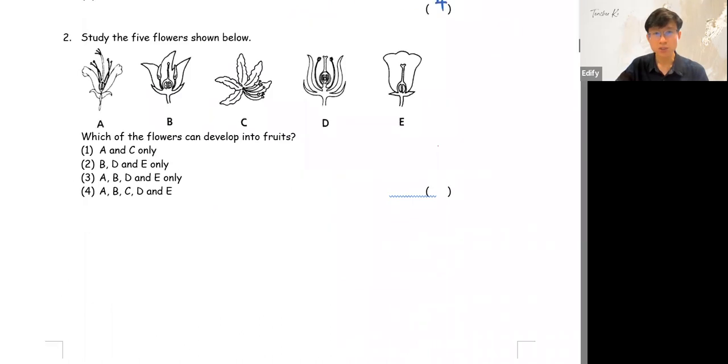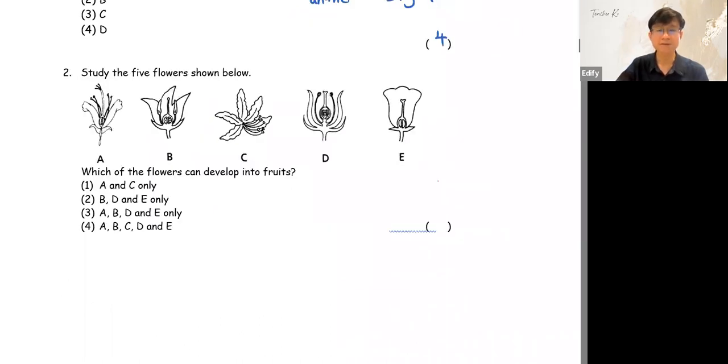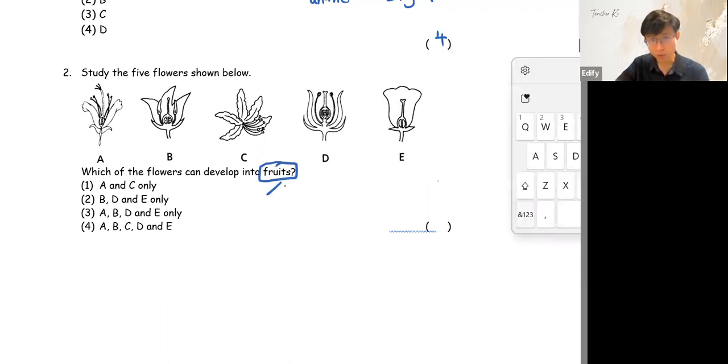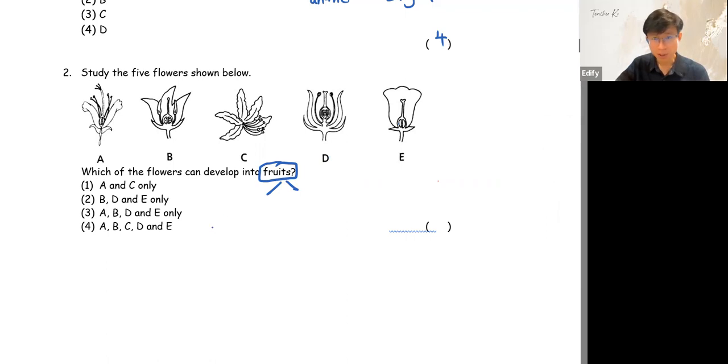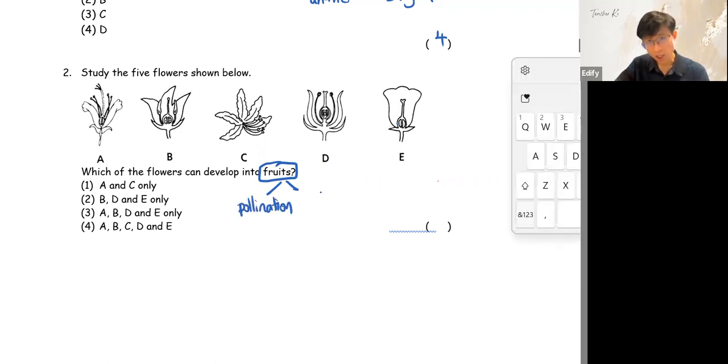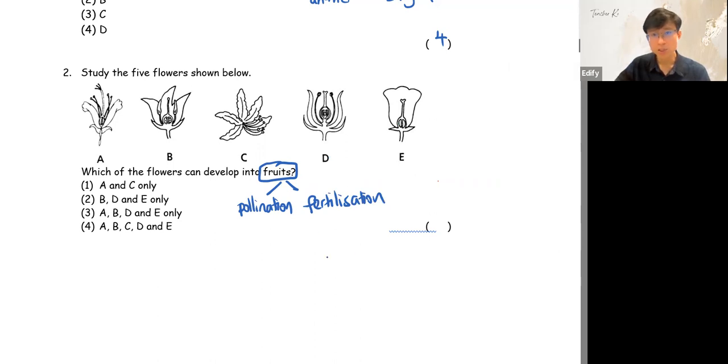Question 2. Study the 5 flowers shown below. Which of the flowers can develop into fruits? For the flowers to develop into fruits, 2 processes must take place. The 2 processes are pollination and fertilization, and both will take place on the female parts of the flower.